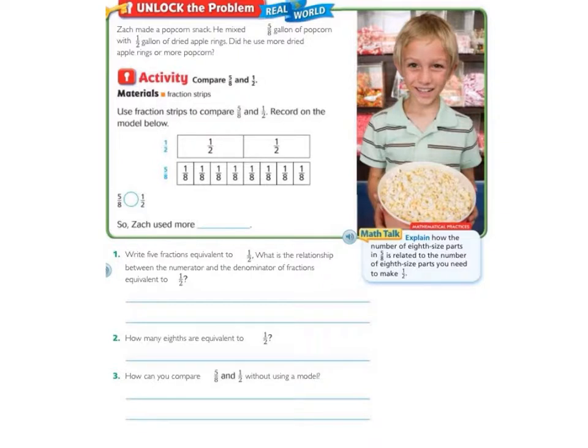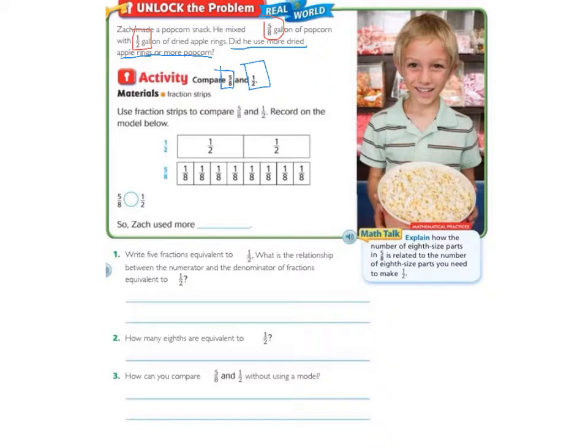Let's begin by reading the Unlock the Problem. It says, Zach made a popcorn snack. He mixed 5/8 gallons of popcorn and 1/2 gallons of dried apple rings. Here's our question. Did he use more dried apple rings or more popcorn? So we are comparing the numbers 5/8 and 1/2. We want to know, is one bigger? Is one smaller? How do they relate to each other?